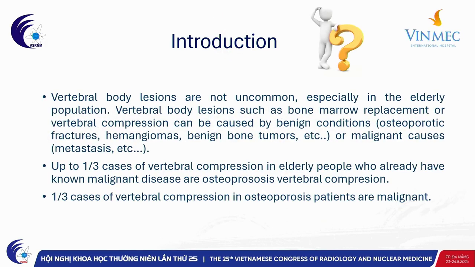So first, why did we choose to do this study? As you know, vertebral body lesions are really not uncommon in our daily practice, especially in the elderly population. And what did we see? We see that up to 1/3 of cases of vertebral compression in elderly people who already have a known malignant disease are osteoporotic vertebral compression, and also up to 1/3 of cases of vertebral compression in osteoporotic patients are malignant.